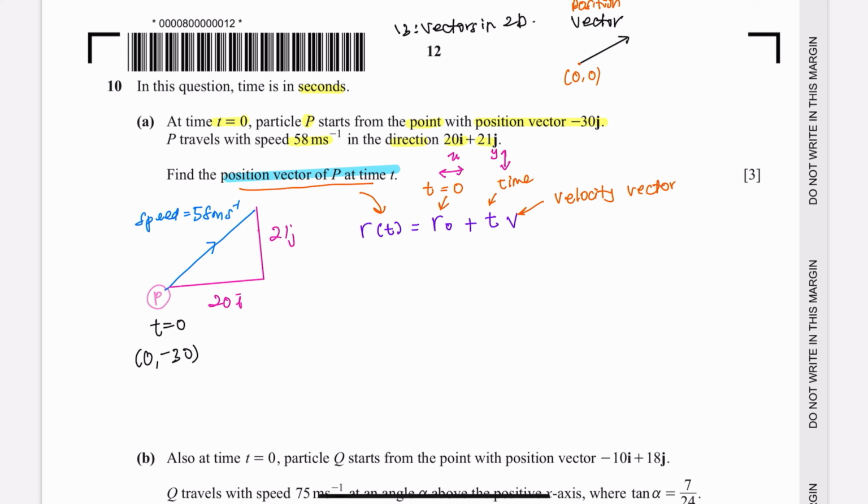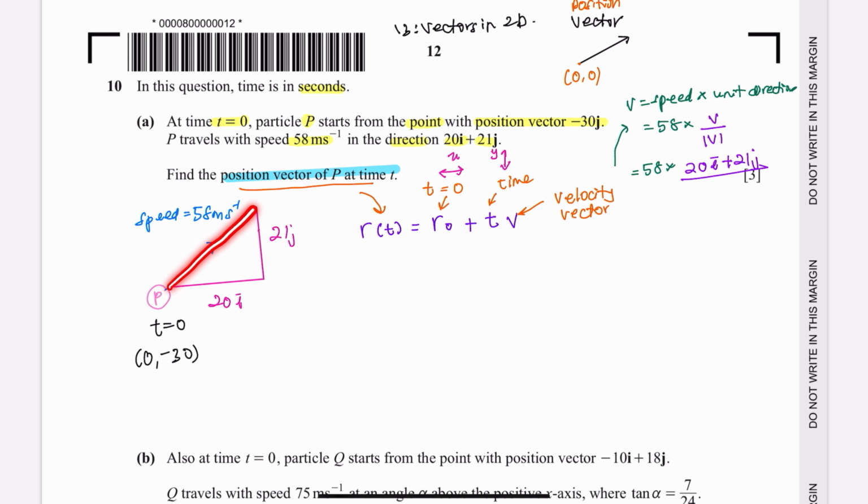Velocity vector has its own formula, which is equal to speed times unit direction. The speed is already given here, which is 58. The unit direction formula would be the vector over the magnitude. Our vector will be this one, so it's just going to be 20i plus 21j, while for the modulus of v, it's going to be the length of this.